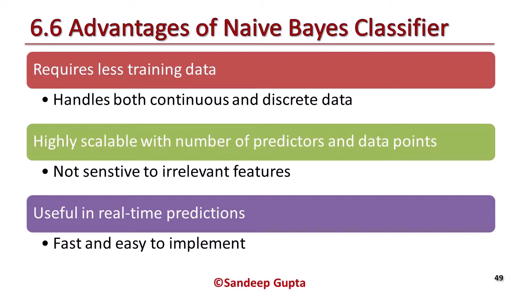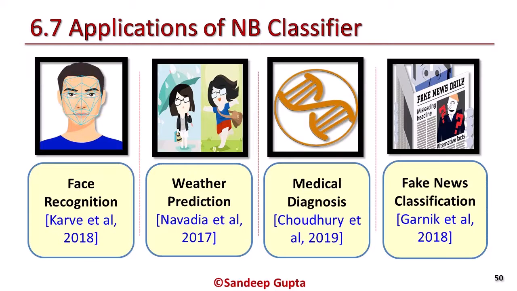Some of the advantages of NB classifier are: it requires less training data, and it can handle both continuous and discrete data. It is highly scalable with the number of predictors and data points, and, at the same time, not sensitive to irrelevant features. Useful in real-time predictions, as it is fast to compute and easy to implement. NB classifier works well for classification problems such as face recognition, weather prediction, medical diagnosis, fake news classifications.